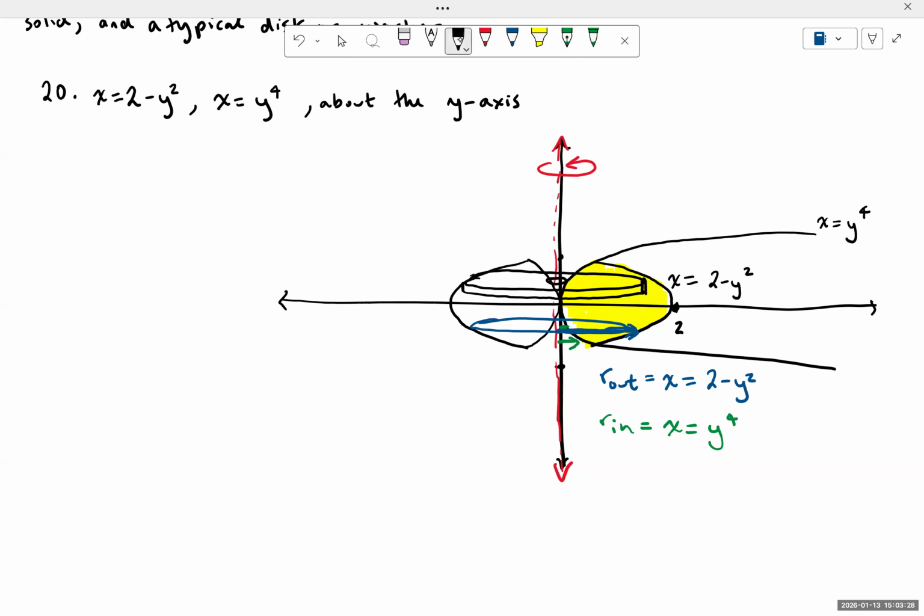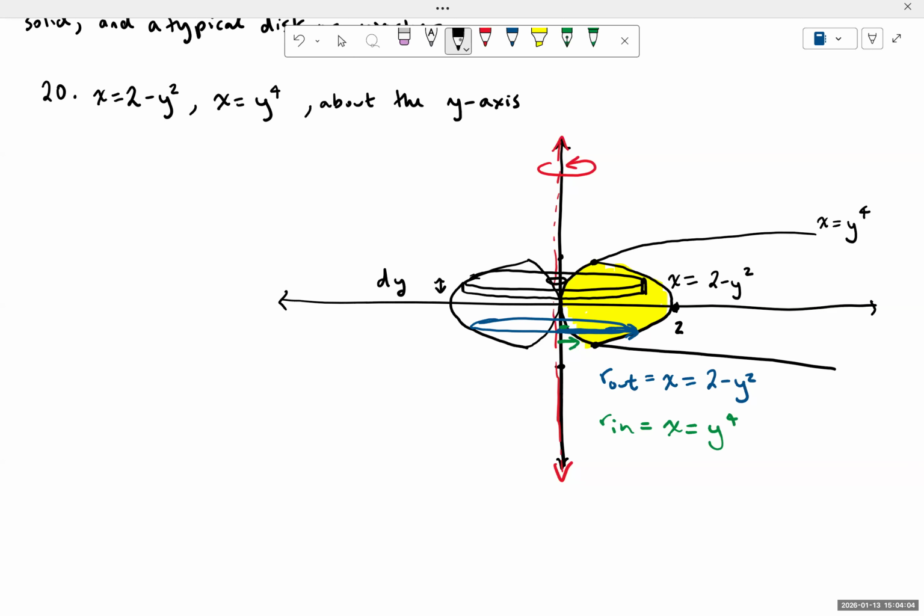One other thing I need to know is my limits of integration. Notice that we talked about the radius being in the x direction, and the thickness of our washer is in the y direction. That's going to be dy. So I want to integrate in the y direction. So I need to have these points of integration here and here. They have to be where the curves intersect, but I need the y coordinate of those.